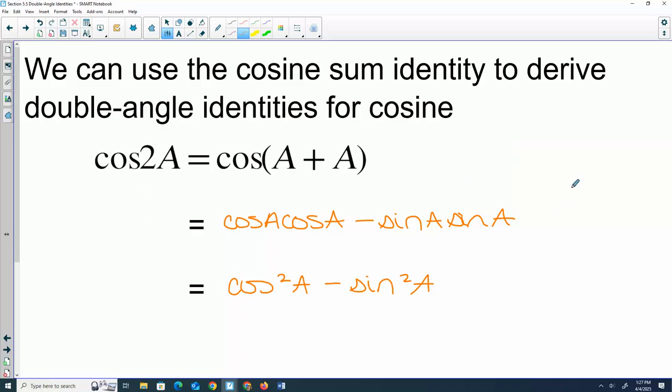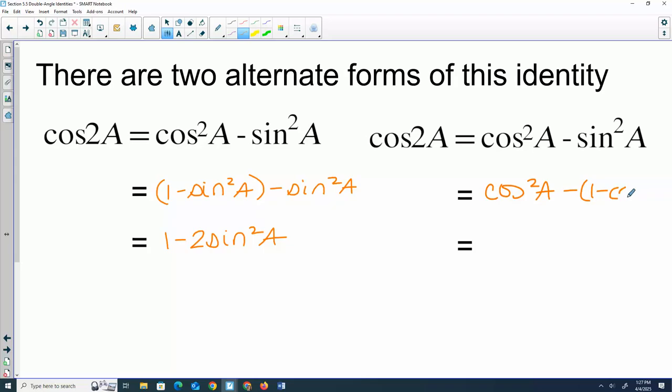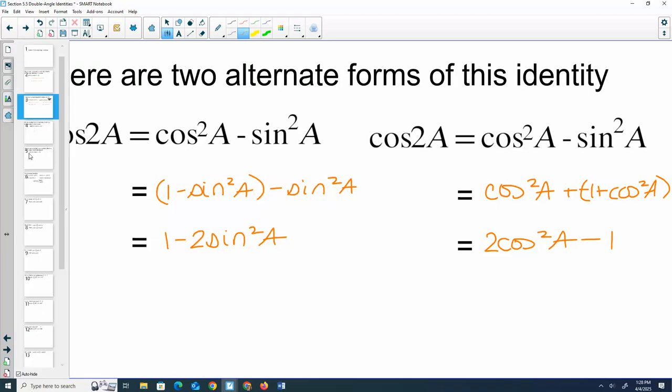In just a second, I'll put all of them up here on one slide if you want to copy them down. But if we use this, we can take a couple different variations. We know cosine squared is 1 minus sine squared. And so if you did that, that's 1 minus 2 sine squared a. Or you could say that sine squared is 1 minus cosine squared. And if you did that, the cosines would get added together, so it's 2 cosine squared a minus 1. So our cosine double angle is actually 3 different options.